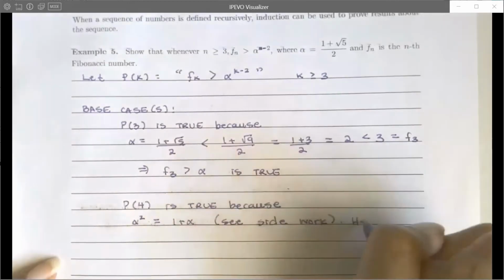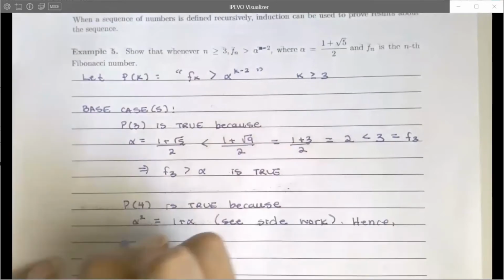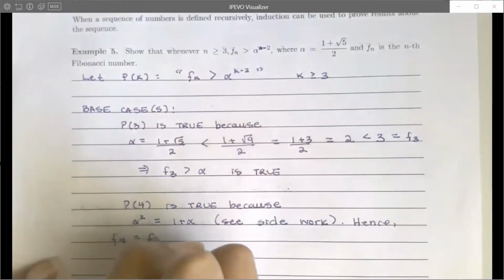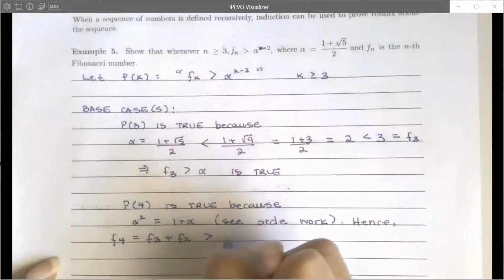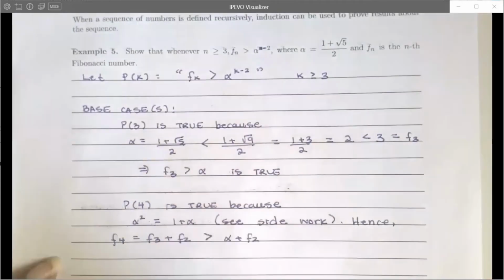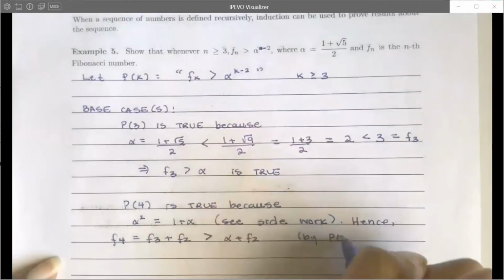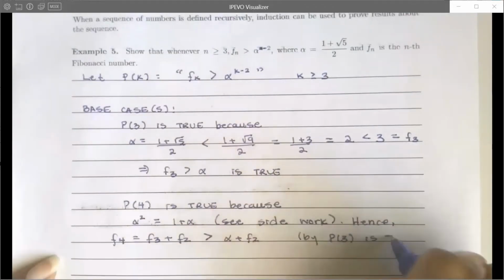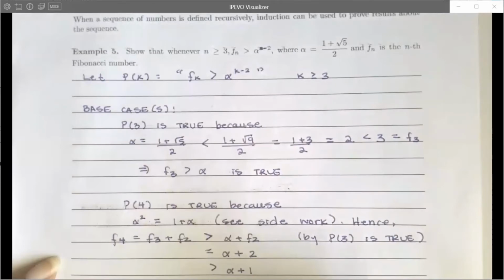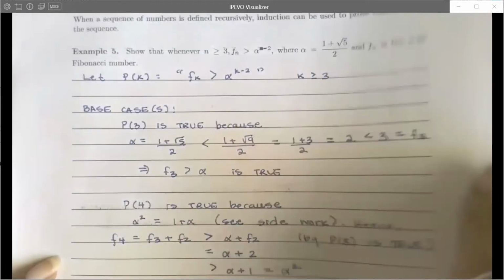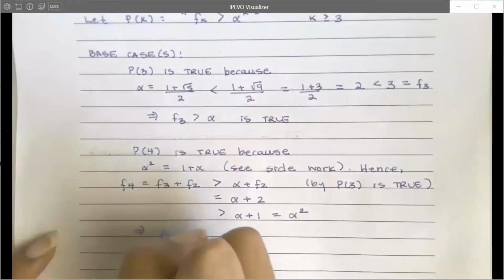Hence, we obtain the following computation. F of 4 is F of 3 plus F of 2, which is going to be greater than alpha plus F of 2. This is by P of 3 being true. And that in turn is equal to alpha plus 2. And that is greater than alpha plus 1. And that is equal to alpha squared. What we get is that F of 4 is greater than alpha squared.